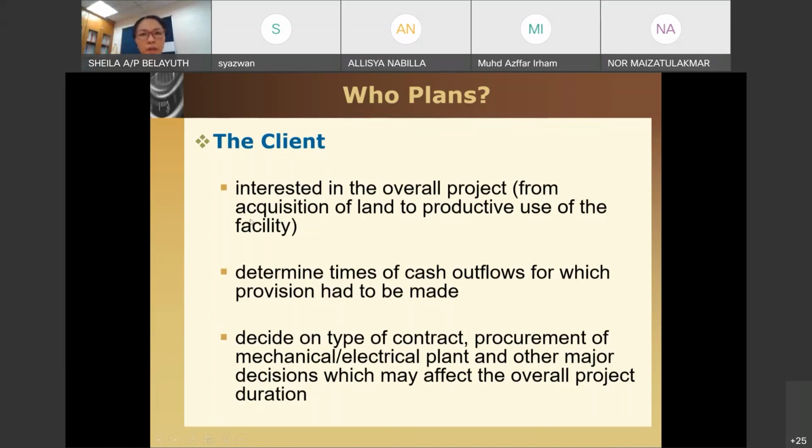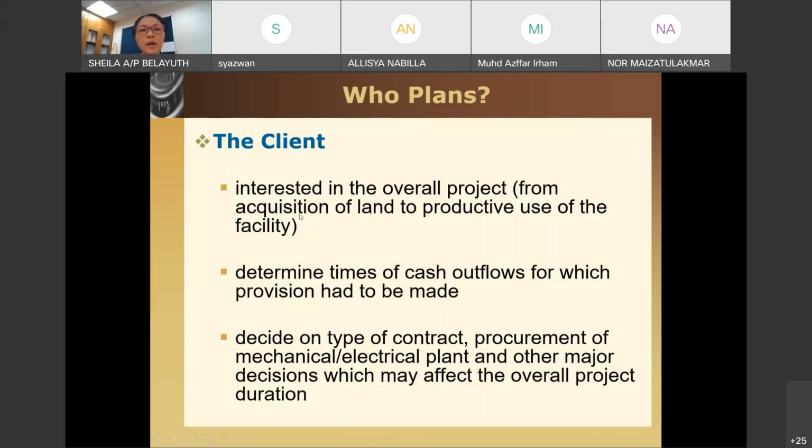Okay, so for the client, the schedule is at the major milestone. It is not column to column concreting, because the client does not need to know when the column to column concreting would be. That is the job of the contractor. Their intention is whether it is completed or not by the date that you want to concrete that certain zone. So the client is interested in the overall, which could be as early as inception, from the acquisition of land to productive use of the facility.